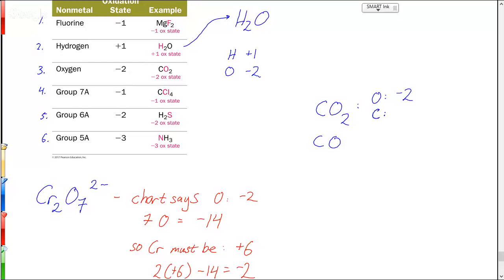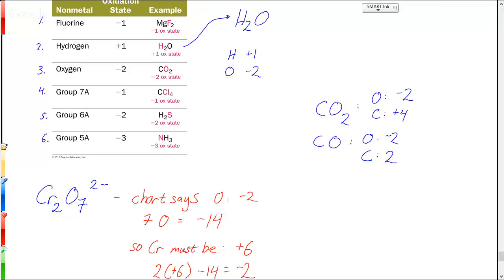So if oxygen is -2, what does carbon have to be to add up to the overall charge? Close. +4, because there's 2 oxygens and they're -2 each. So it has to be +4 so that the overall thing is 0. What about in carbon monoxide? What's oxygen? Still -2. And what's carbon here?